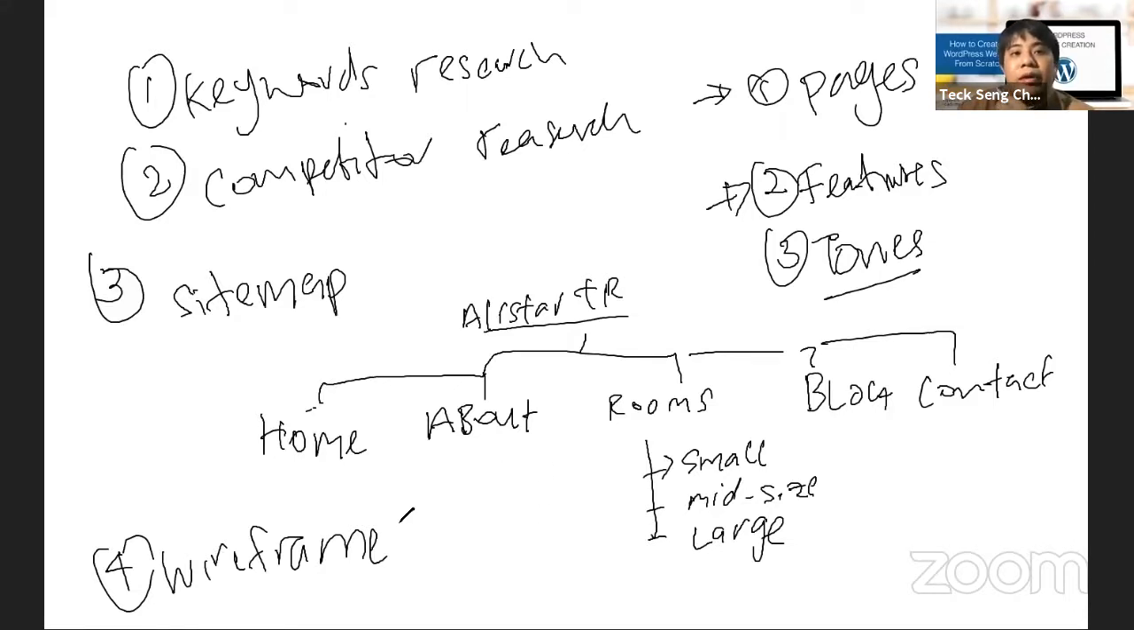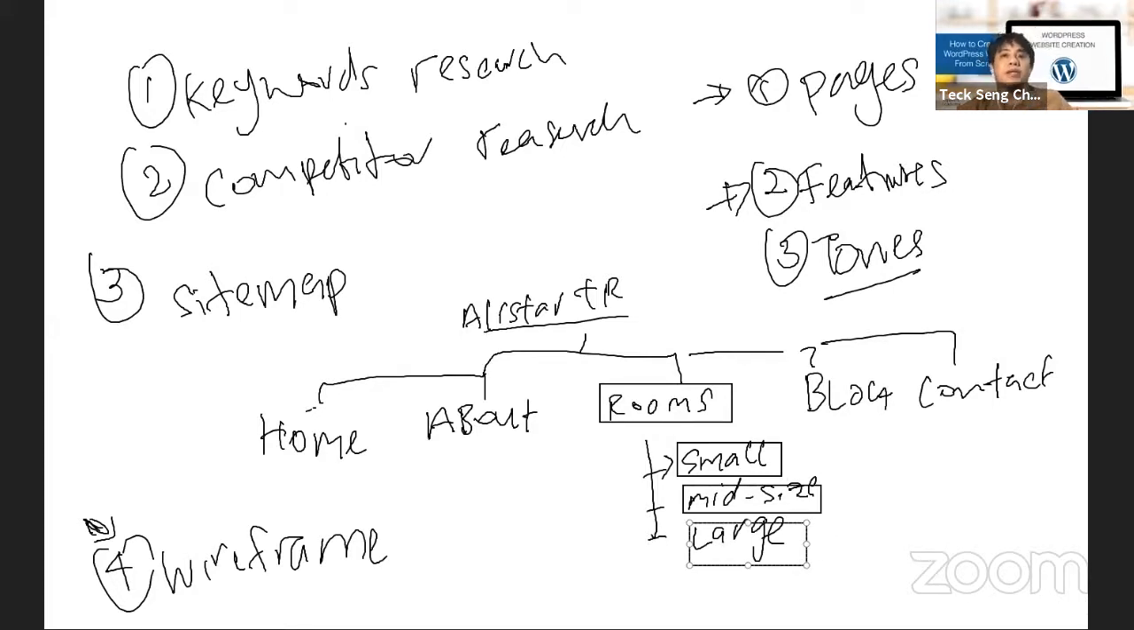Okay, so before I go on to this wireframe, I thought what we can do now is we take this sitemap, we implement onto our backend first. That means we create pages first. Before we create pages, take note that rooms is actually a parent page of your small room, mid-sized room, and your large room. So later when we create, we will create rooms as a parent, then you have child pages here. Wireframe, we'll go through that shortly after this.